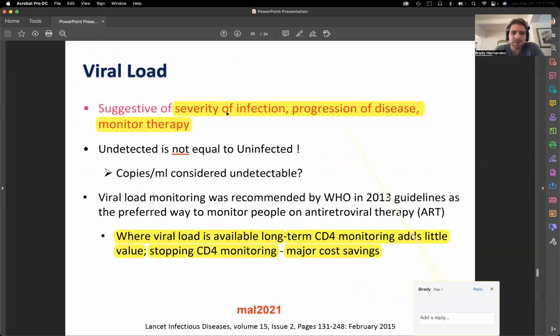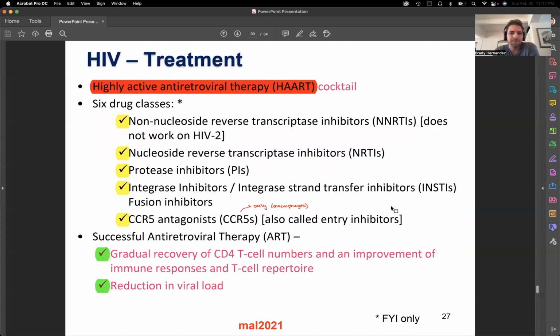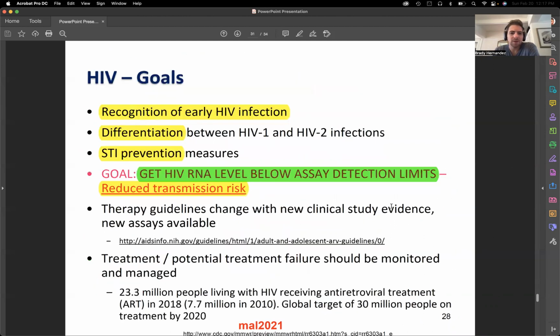All right, so as I mentioned, the viral load is indicative of the severity of the infection and kind of where you're at in the disease process. And also, of course, to monitor how well your therapy is working, because therapy should decrease the viral load overall. And that should subsequently help with your CD4 count. Of course you want to check for all kinds of things, especially STDs and whatnot.